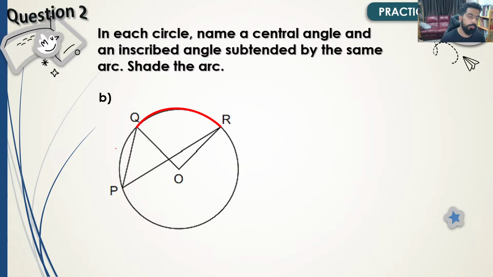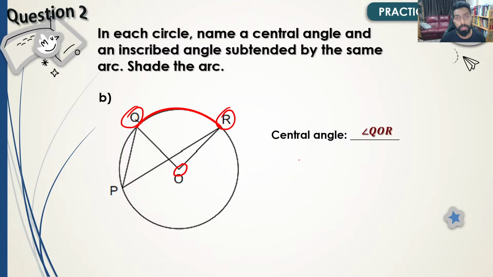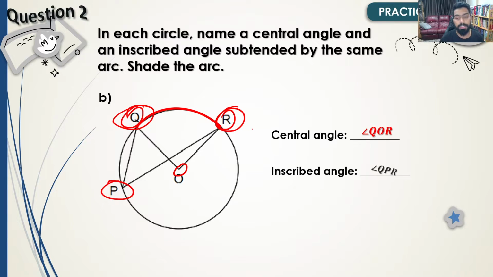All right, now let's check if you guys got the right answer. For a central angle, guys, it starts at Q, it should touch the center, which is right here, and end at R. And it can also be vice versa. So you can either name it as QOR or it can be ROQ. Now for the inscribed angle, again, it should start at Q, touch a point of the circle and come back to R. So in this case, it will be QPR or RPQ. All right, guys, QPR or RPQ.